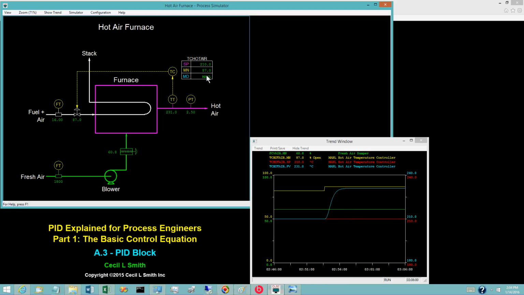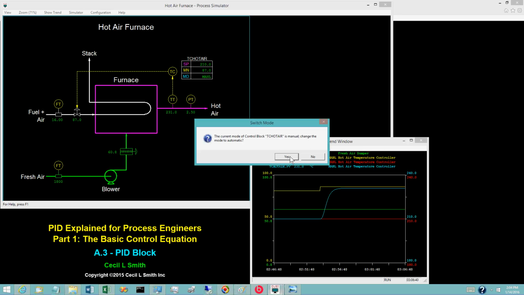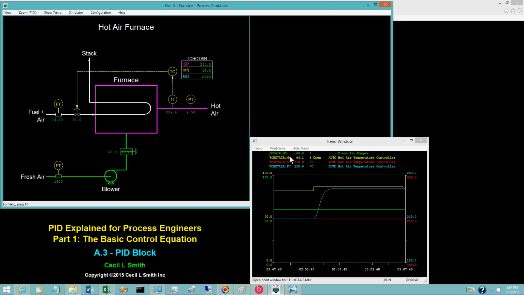Switch the hot air temperature controller to auto. The PV exceeds the value of the set point. So the PID control calculations decrease the opening of the fuel valve. The hot air temperature decreases, eventually attaining the set point of 210 degrees Celsius.